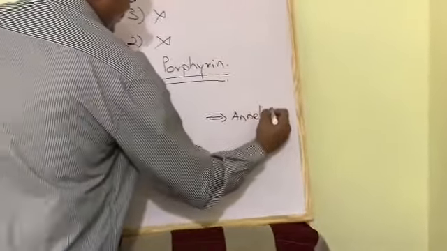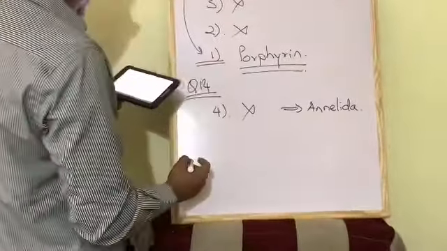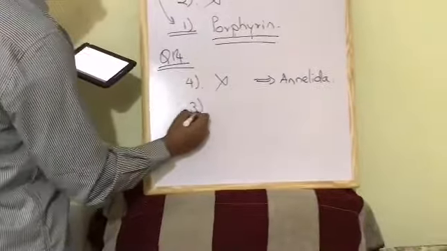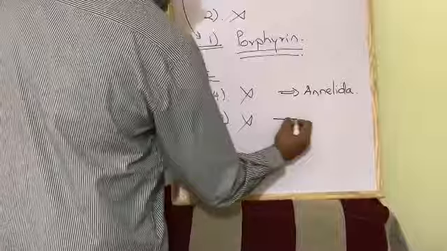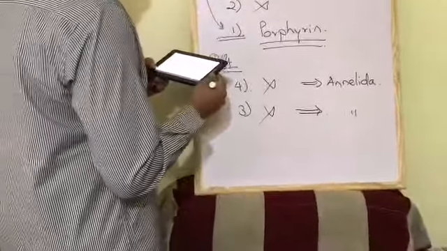It doesn't belong to phylum Arthropoda, it belongs to phylum Annelida. Next comes option number 3. No, option number 3 is Nereis. Again, that is also incorrect because Nereis also belongs to phylum Annelida, class Polychaeta.